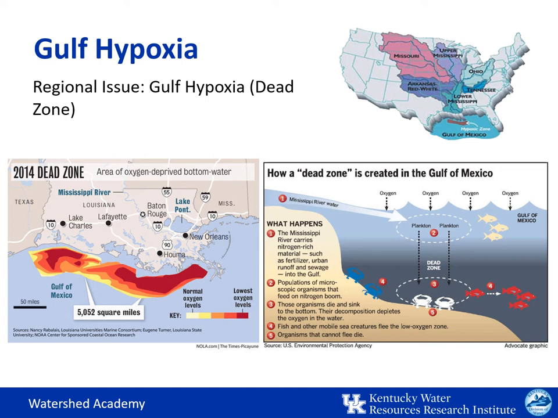The dead zone process is shown in the bottom right, with nitrogen-rich waters entering the Gulf through the Mississippi River. These nitrogen-rich waters cause certain microorganisms to boom in their population. After a large number of these organisms die and sink to the bottom, their decomposition depletes the oxygen in the water. Fish and other mobile creatures can move away from the low oxygen waters, but organisms that cannot flee die off.